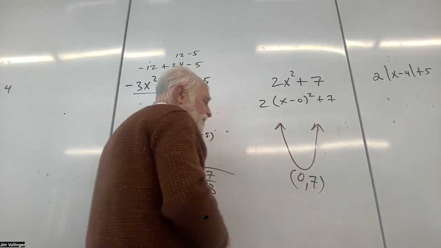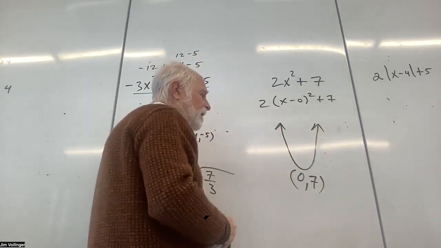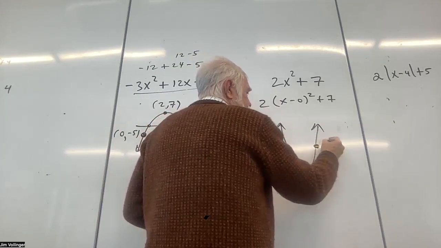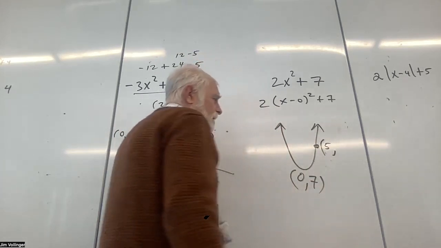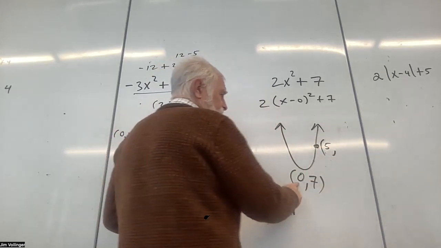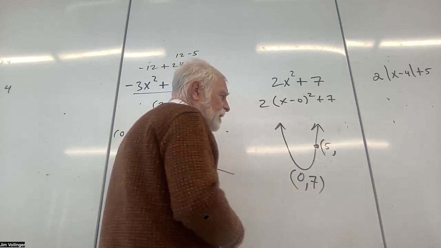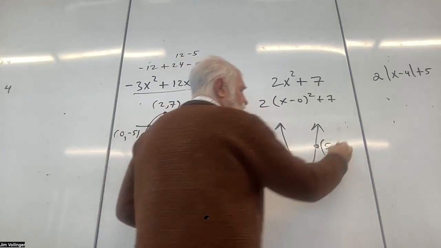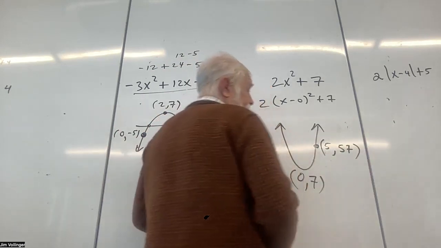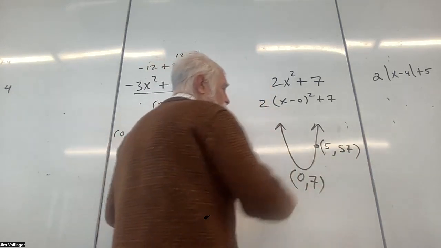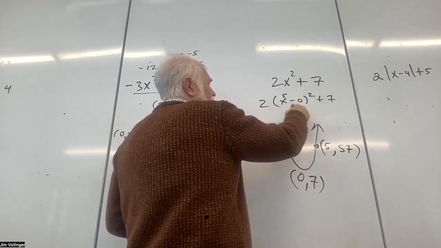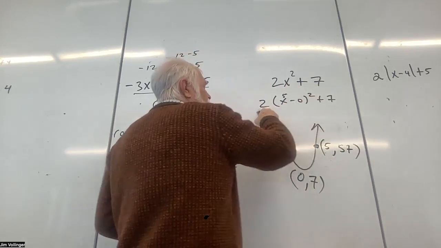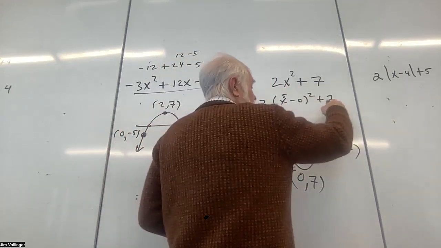And another point is needed to make sure that this is a unique graph. I'll throw a 5 in. Let's see if I can figure out. So from 0 to 5 is 5 units of change, which means if I square it, it's 25. But if I double it, it's 50. I should get 57. Let's see if we do. 5 minus 0, 5 squared, 25 times 2, 57.